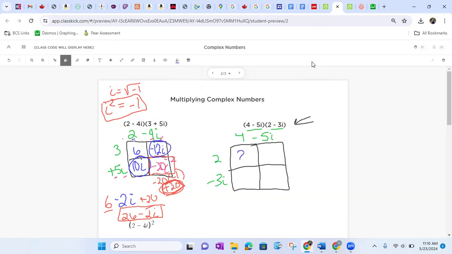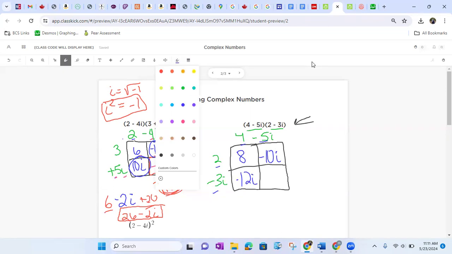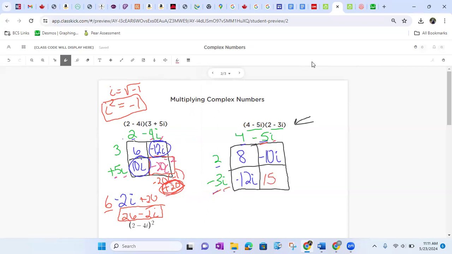So 2 times 4 is 8. 2 times -5 is -10i. -3 times 4 is -12i. And then we go to that last one. I'm going to change colors so we can see it. -3 times -5 is 15. i times i is i squared. And remember, i squared is the same thing as this -1 up here. So I'm going to write 15 times -1. 15 times -1 is just -15. So this is the number that is actually being represented in this box right there.